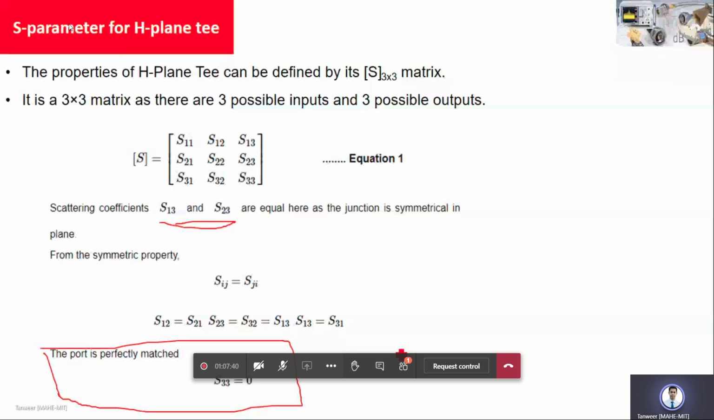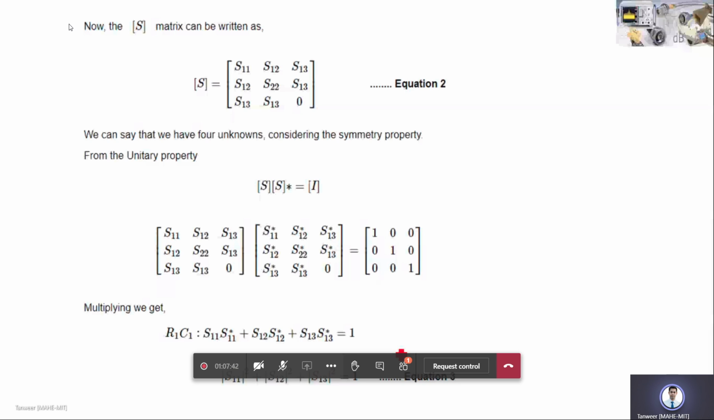So again replace those values as we have done in the case of the E-plane T. So the matrix becomes S11, S12, S13, S12, S22, same. There is no difference. So it will be as it is S13. So S31 is analogous to S13. S32 is equal to S23, and S23 is again equal to S13. So we have written S13 in place of S32. Then port 3 is perfectly matched, so it is written as 0.